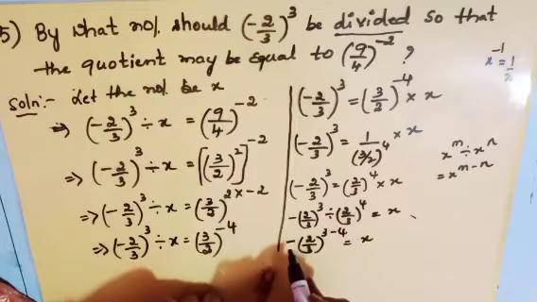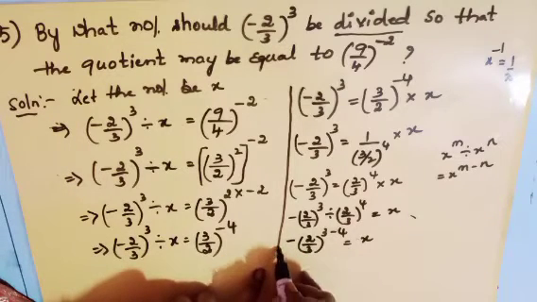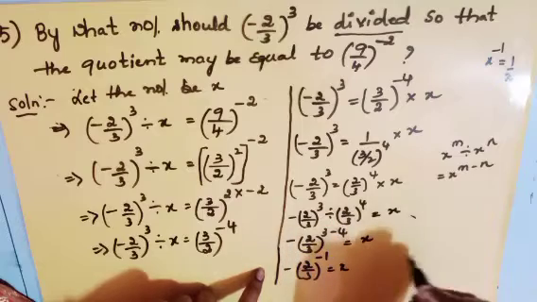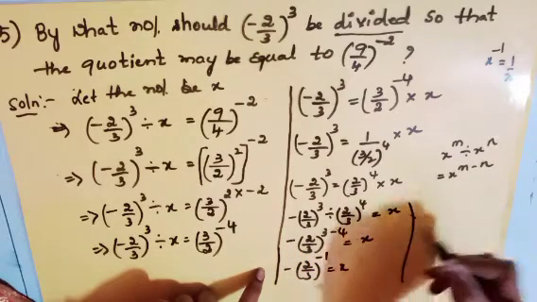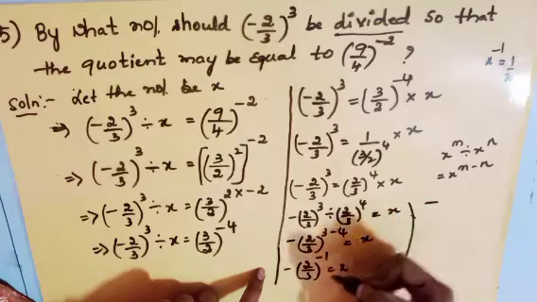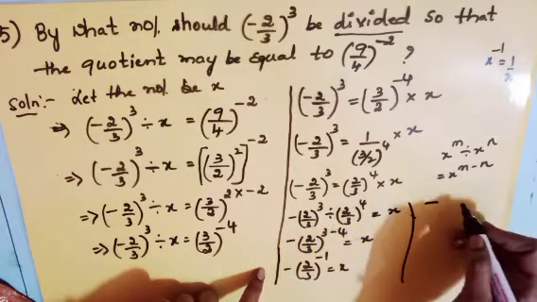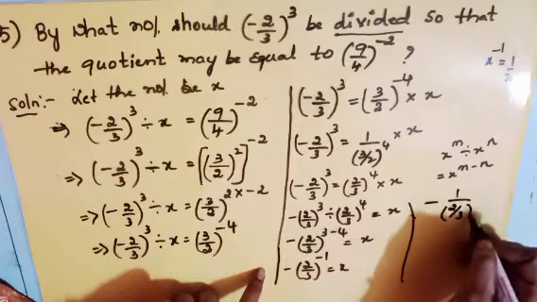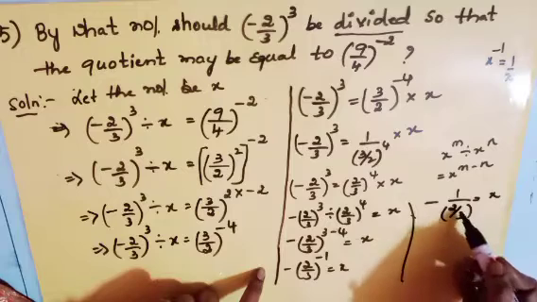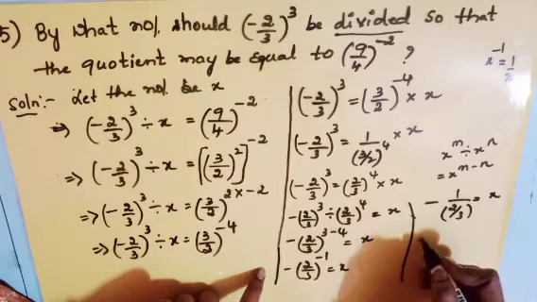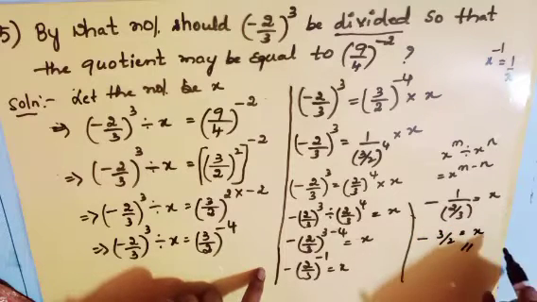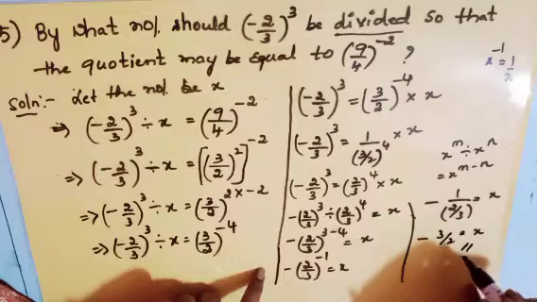I have taken the minus sign outside. So what will we get again? Minus (2/3)^(3-4), and 3 minus 4 is -1, equals x. So minus (2/3)^-1 can be written as minus 1 by 2/3 equals x. The reciprocal of 2/3 is 3/2. So minus sign as it is, minus 3/2 equals x. Therefore, the value of x is minus 3/2. Next, let us solve the next one.